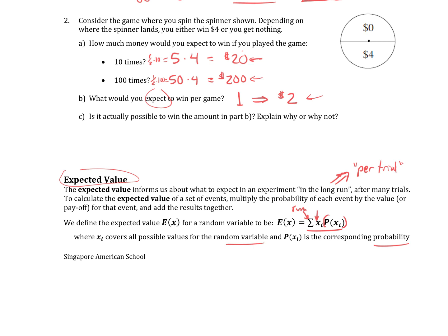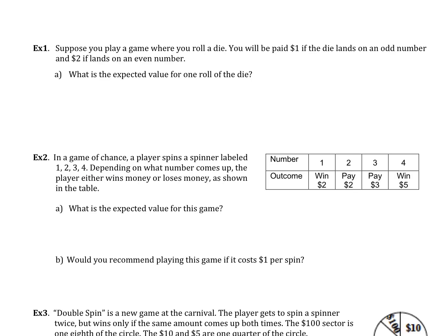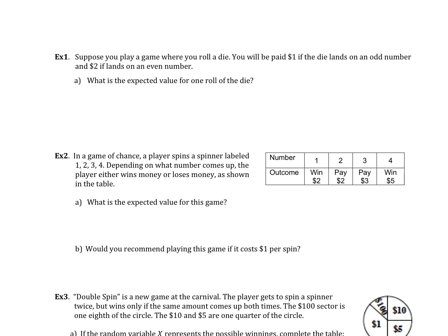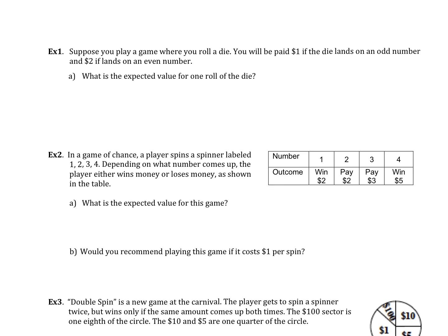This notation, kind of like some of the notations in this unit so far, is more complicated to read than it is to just do. Let's just do some. Okay, you're playing a game where you roll a die. You get $1 if the die lands on an odd number, and $2 if it lands on an even number. I'm just trying to move the page around, and I'm accidentally drawing. All right, what's the expected value for one roll of the die?